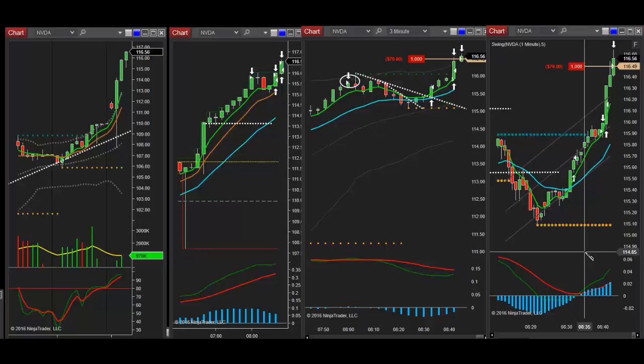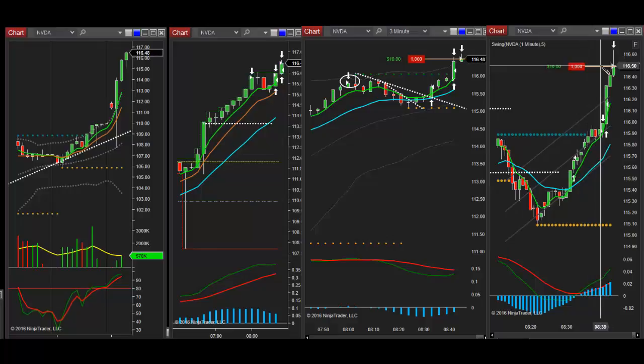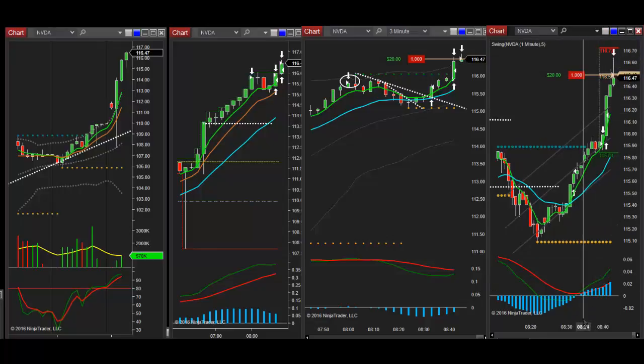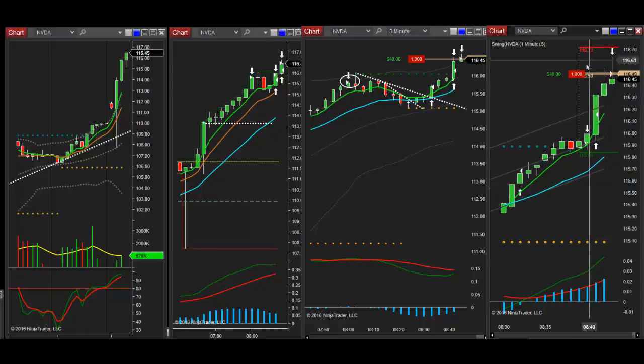This is my day trading screen. I have 4 time frames up from extreme left to right. I've got the 60-minute, the 10-minute, the 3-minute, and the 1-minute chart. You can see I already made a trade. I shorted earlier, made a small profit, and now I'm short again, 1,000 shares.